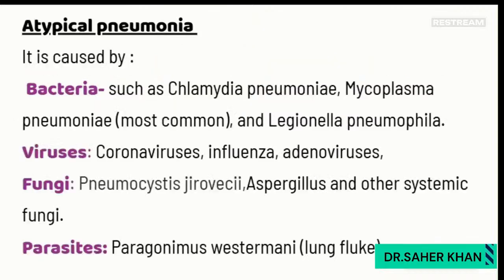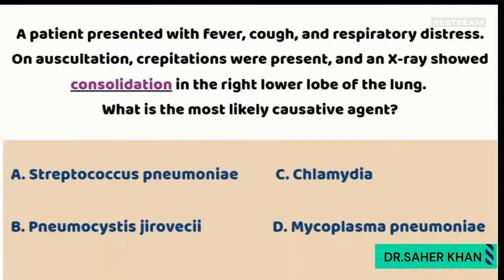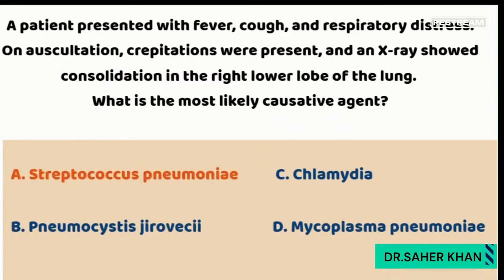So a few of the examples here, like bacteria, Mycoplasma pneumoniae, viruses, coronavirus, influenza, fungi, Pneumocystis jirovecii, and some parasites. So these are responsible for atypical pneumonia. So if you analyze the question again, it clearly mentions consolidation. It means the patient has typical pneumonia, and typical pneumonia is always caused by bacteria, and the most common one is Streptococcus pneumoniae, and Streptococcus pneumoniae is listed in the options. So your answer here is Streptococcus pneumoniae. The other options fall under the atypical pneumonia category.